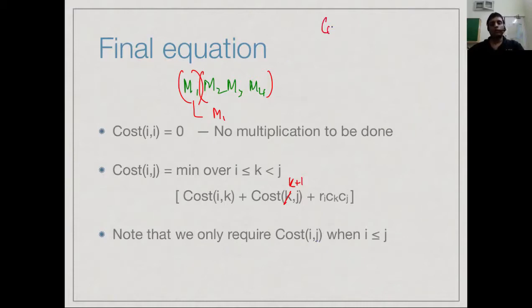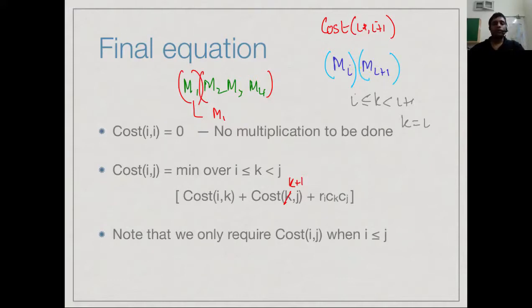Now it's instructive to check what happens when I do something like cost i, i plus 1. What this will say is that I want to take mi to mi plus 1. Now my only possible value for k, so k should be between i and strictly less than i plus 1. That means the only possible value for k is i. So this will break up this thing as mi to mi and mi plus 1 to mi plus 1. And then inductively those will give me cost 0, and then I will only get the cost of multiplying this pair, which will exactly come out of this term. So there is no problem with this base case. We only need the base case when the two indices are exactly equal.